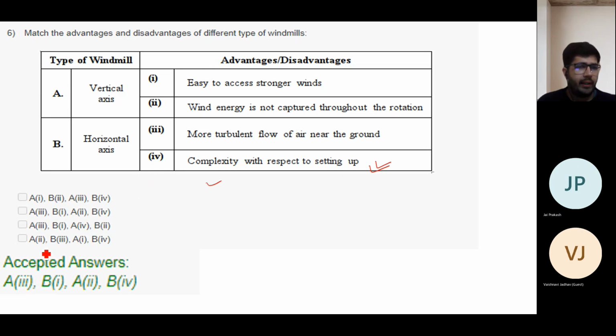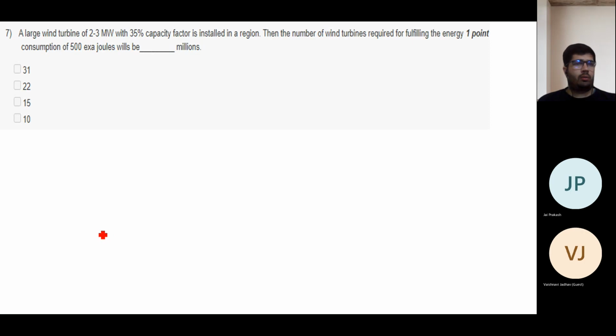So the correct answer will be A3, B1, A2, and B4. So the next question is question number 7. A large wind turbine of 2 to 3 megawatt with 35% capacity factor is installed in a region. Then the number of wind turbines required for fulfilling the energy consumption of 500 exajoules will be. Yeah, it's just a numerical. Take 4 to 5 minutes to solve this. We have already done a sample calculation in our previous slides.